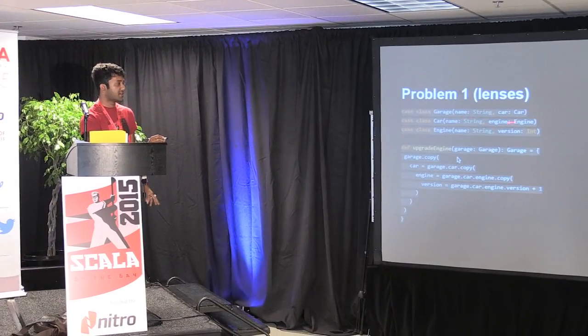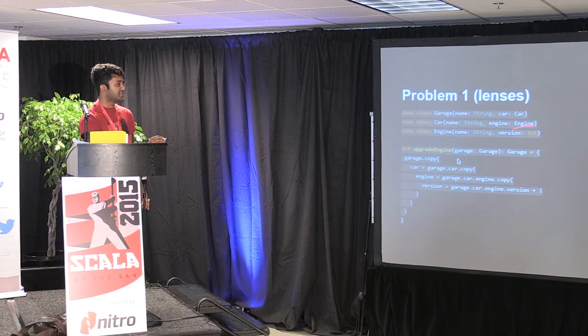Let's write a library that solves this problem. Let's say you have a garage. A garage has a car in it. A car has an engine in it. An engine has a version in it. So you see where this is going. And in Scala, these are all nice case classes. They're immutable. When you want to update something, you get back a new copy of it. So let's say you had to write some code like this, which is upgrade the engine.